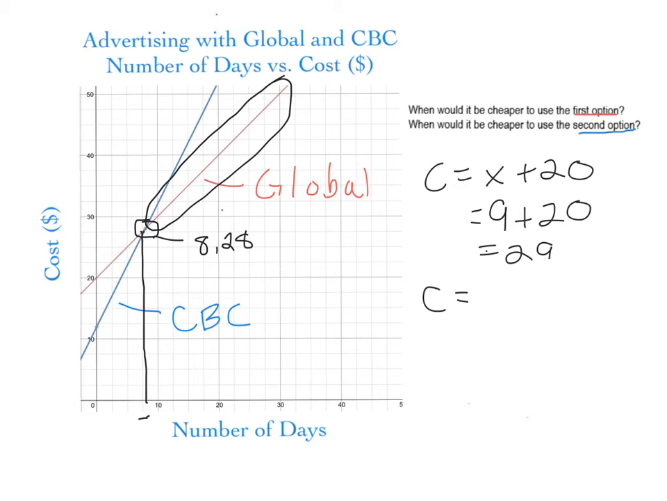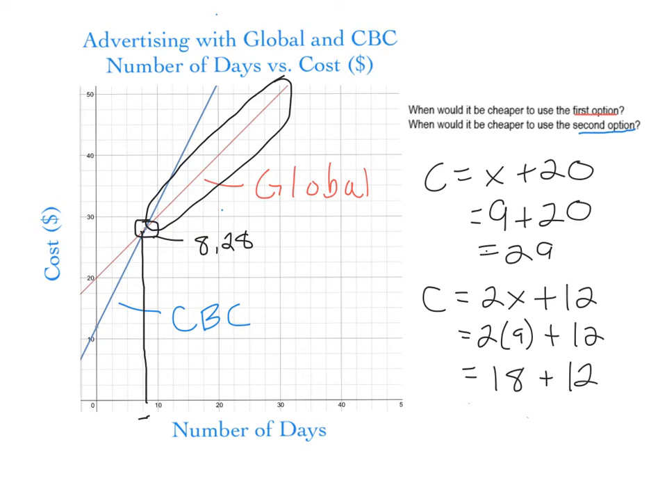And now I can check with CBC. C equals 2x plus 12, which was our equation for CBC. I put in 9 again. And so I get 2 times 9 plus 12, which is 18 plus 12, because 2 times 9 is 18. And I get 30. And I can see at this point, CBC has become more expensive than getting advertisements from Global.